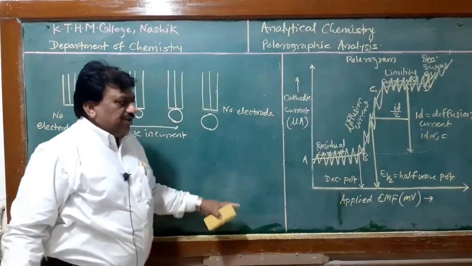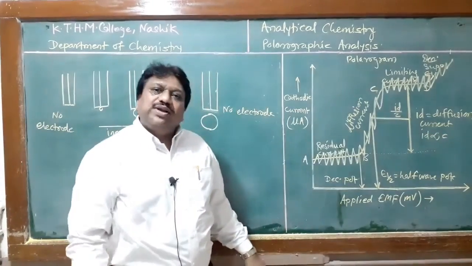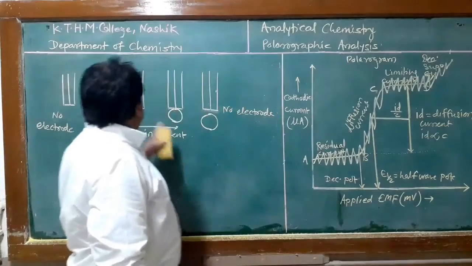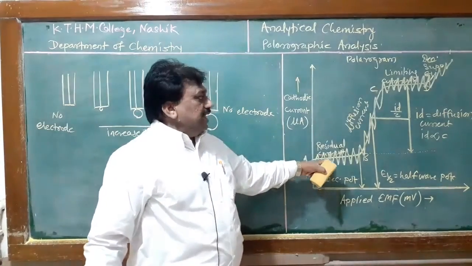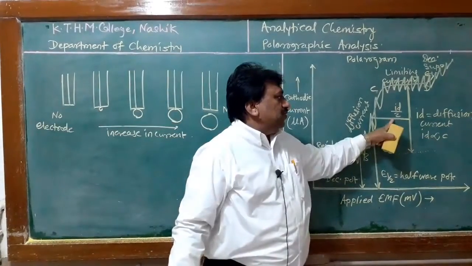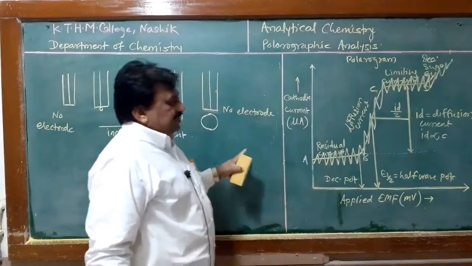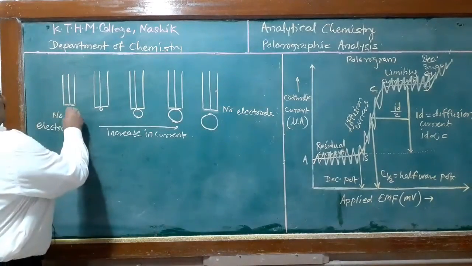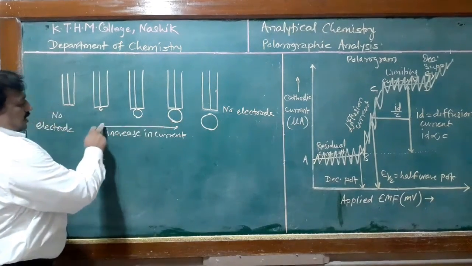But for calculation of diffusion current, the average value is taken, and therefore it is also called average diffusion current. Therefore, in polarographic analysis we are using the Ilkovic equation, that is, determination of the concentration of the analyte by using the average diffusion current. Average diffusion current is used for calculation of the analyte. In this way the mercury drop is generated on the tip of the capillary.